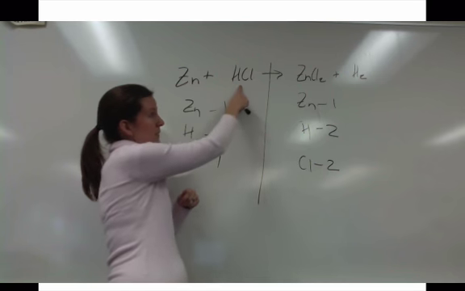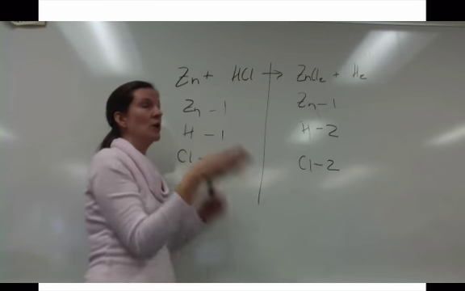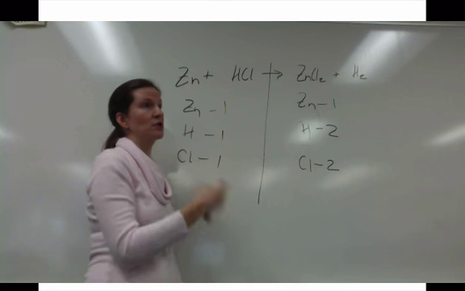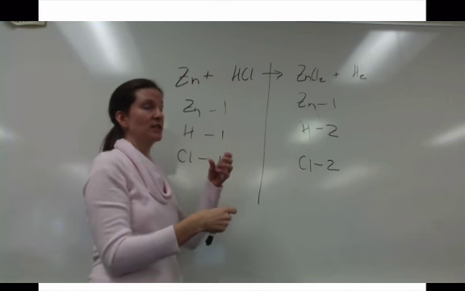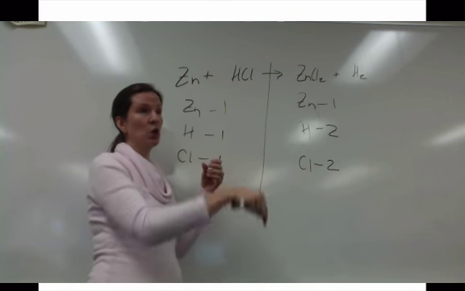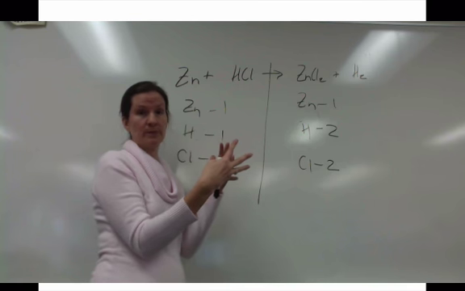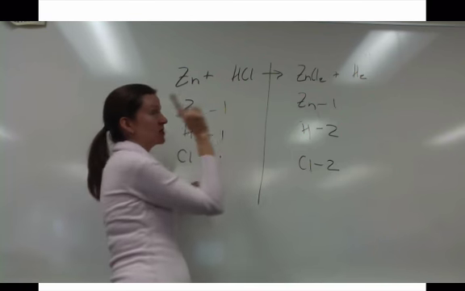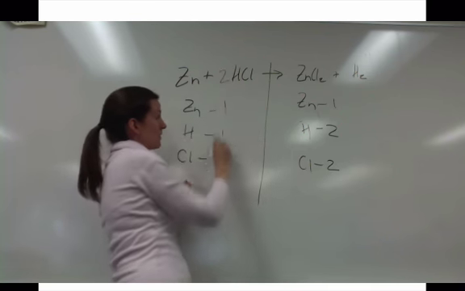So I look at the compound that has chlorine and I ask myself, what coefficient can I add in front of the compound so that if you multiply the coefficient by the subscript on chlorine, I can get 2? And since the subscript on chlorine is 1, I would put a 2 out front.